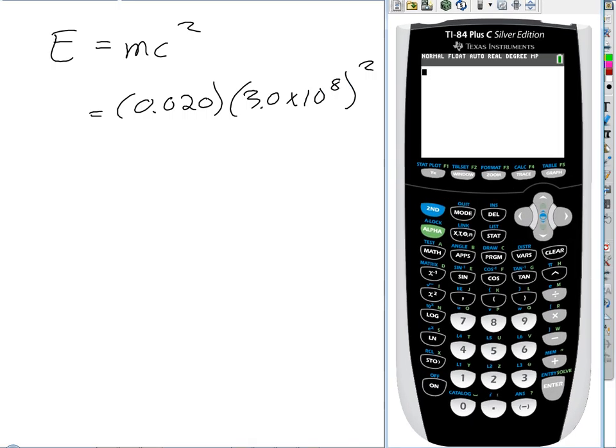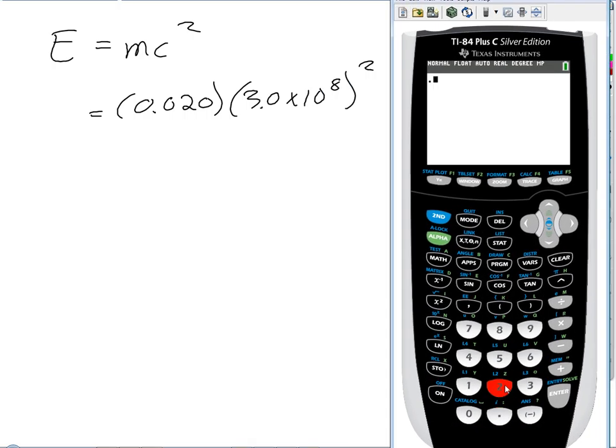All right, so let's figure this one out. First of all, we get 0.2 times 3e8 squared. Okay, we get a big number: 1.8 times 10 to the 50 joules.